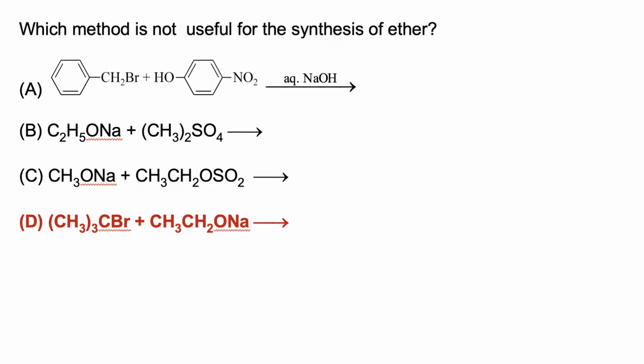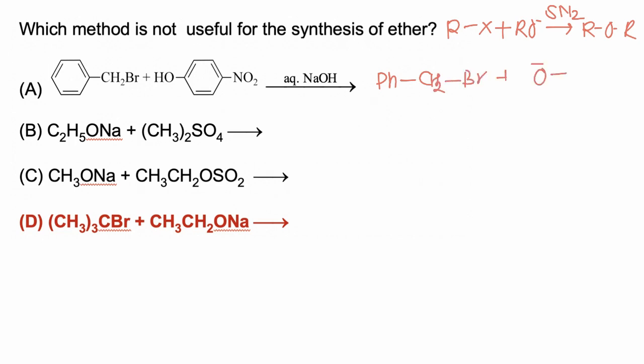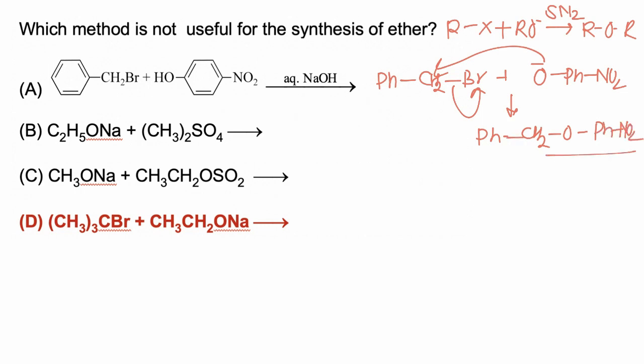Which method is not useful for the synthesis of ether? So when alkyl halide reacts with alkoxide, ether is formed as a product. Now the reaction takes place via SN2 mechanism. Now nitrophenol is taken in acidic medium. It will be converted to phenoxide ion. So PhCH2Br will react with phenoxide ion PhNO2. Now this will act as a nucleophile. Br negative is removed. So PhCH2OPhNO2 is formed as a product.